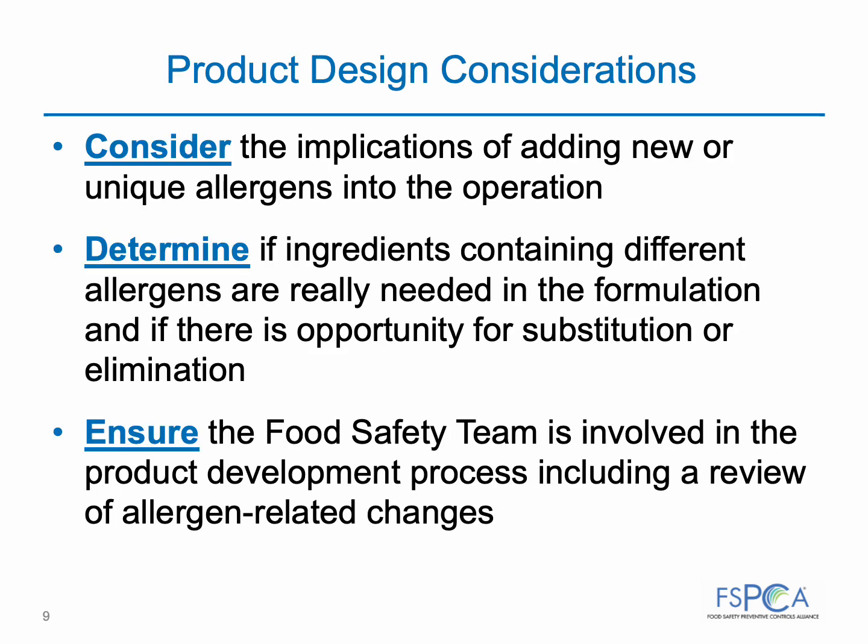Allergen controls start at the product design phase, when the implications of adding new or unique allergens should be considered. Ideally, the food safety team should be engaged with research and development (R&D) efforts to review changes and provide input on new formulas. Members of the food safety team may question the design process, including whether introducing the new allergen is necessary or whether a substitute that will not impact the allergen management programs can be used.